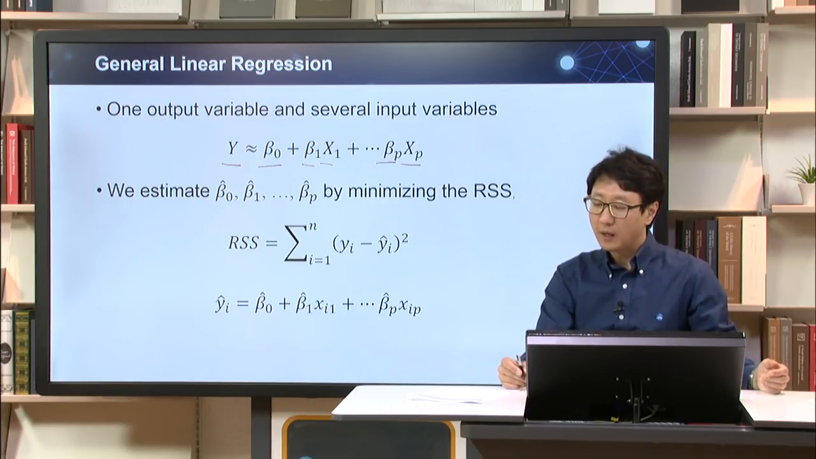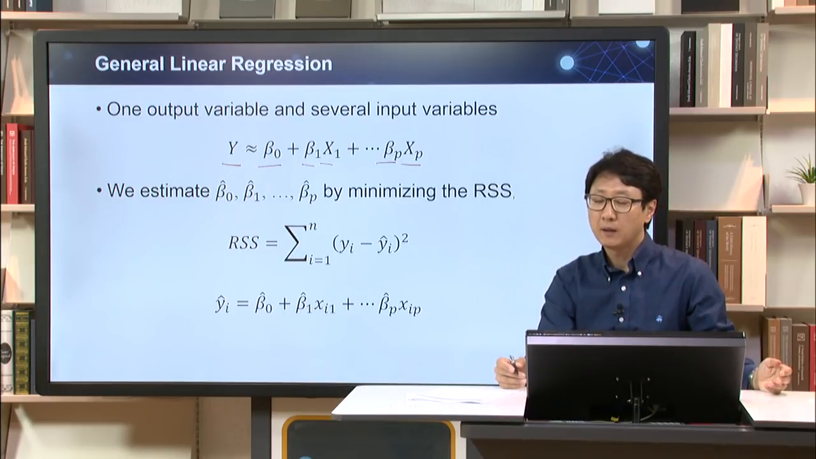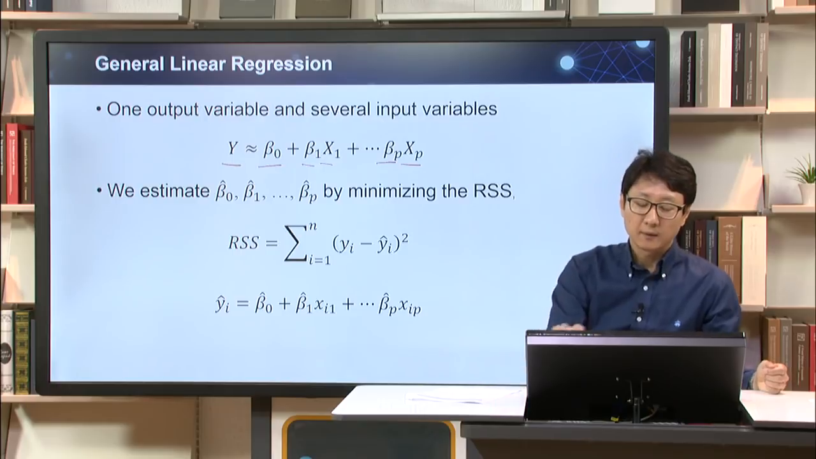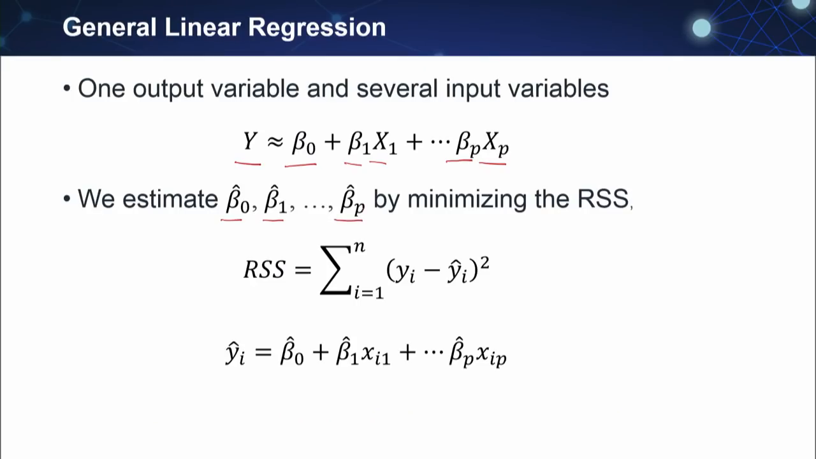So here, everything is very similar to simple linear regression. Here, we want to find the beta 0 hat, beta 1 hat, and beta p hat that minimize the total RSS. The definition of the RSS is the same. It is given as the summation of yi minus yi hat, squared.